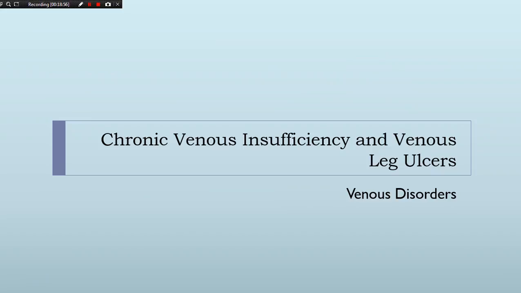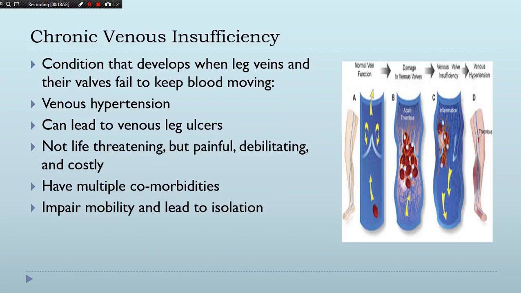So, chronic venous insufficiency and leg ulcers. Chronic venous insufficiency is a condition that develops when leg veins and their valves fail to keep moving blood forward. As a result of the backward flow, or this venous congestion, there's going to be venous hypertension or venous pooling. And unfortunately, over long periods of time, when it's severe, this can lead to venous leg ulcers.